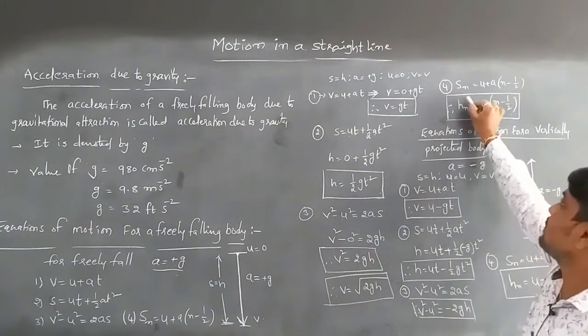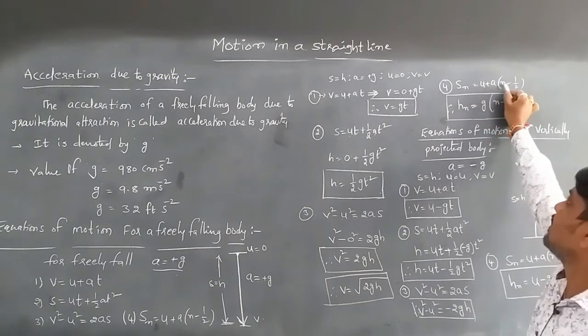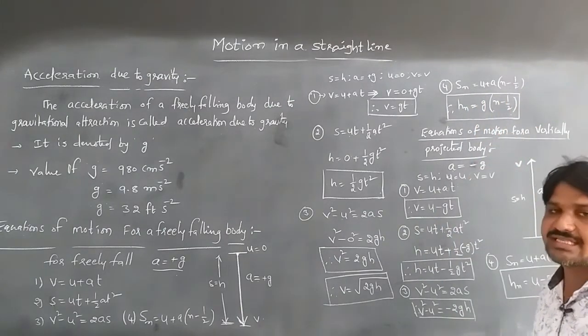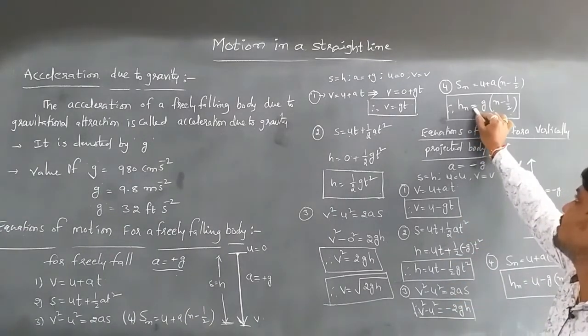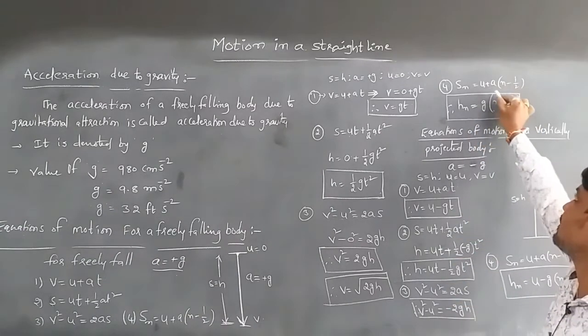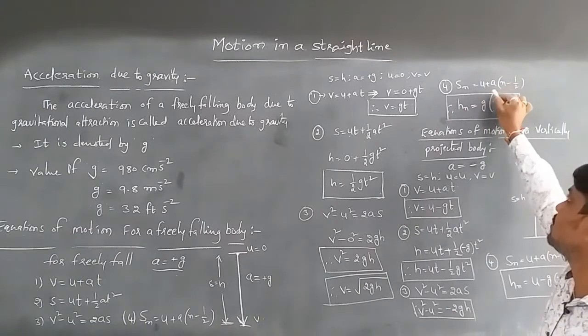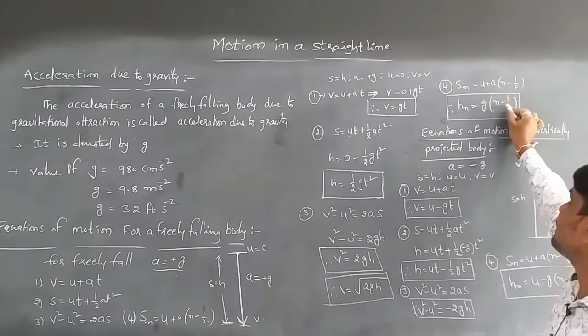And the fourth one is Sn is equal to u plus a of n minus 1 by 2, the distance travelled by a body in the nth second. That is Hn is equal to g of n minus 1 by 2, because u is equal to zero and a is equal to plus g. So it is g of n minus 1 by 2.